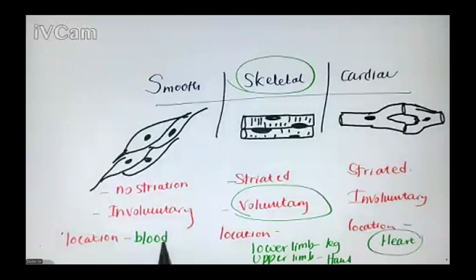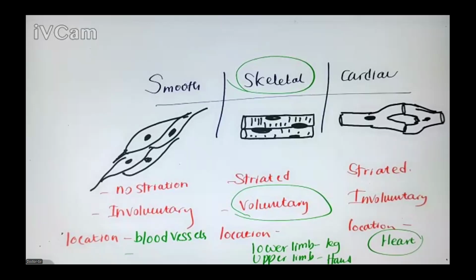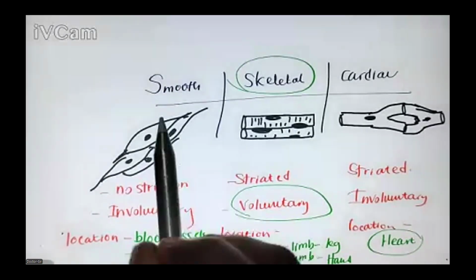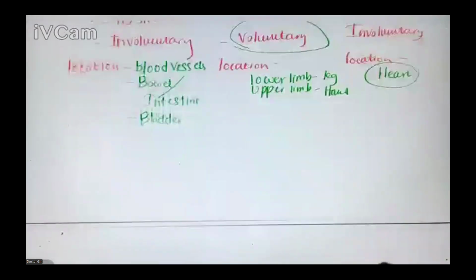Yes, very good. Blood vessels. Then another one. Where is the location? Another location, tell me. Yes, bowel, small intestine, or we can say intestine, bladder. These are the organs we can't control ourselves, so they have smooth muscle tissue. This is enough for that part. If you want, you can draw these things. Now we will move on to the next part.